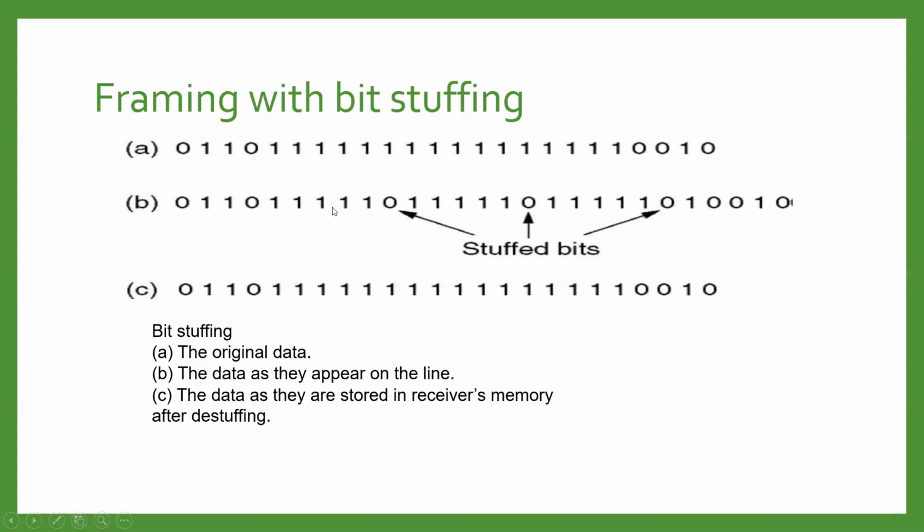Then it checks if 5 consecutive ones are available in the original data. After 5 consecutive ones, 1, 2, 3, 4, 5, we stuff a 0 bit over here. Again, 1, 2, 3, 4, 5, we stuff a 0 bit over here. Then 1, 2, 3, 4, 5, we stuff a 0 bit here. Then we continue with the original data 1, 0, 0, 1, 0, and so on.